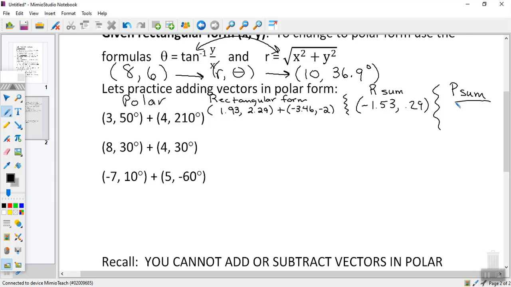The square root of it. Yeah, so we've got to go negative 1.53 squared plus 0.29 squared. Keep in mind, when I square this negative 1.53, what kind of value will that become? Okay, so when I add them up and then square root this, kids, I'm getting about 1.557. How about you guys?